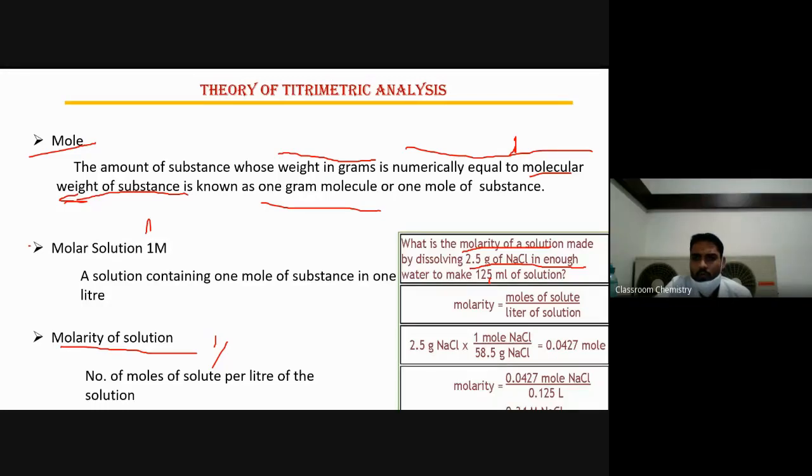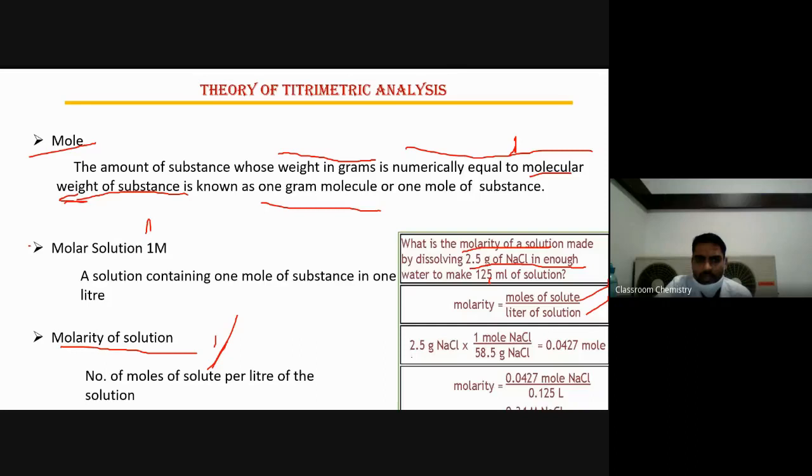What is the formula of molarity? Number of moles of solute. See here in the definition also: number of moles of solute per liter of solution. But how do we calculate it? If in the problem they use a weight in gram of a particular solute, then how do we calculate moles?